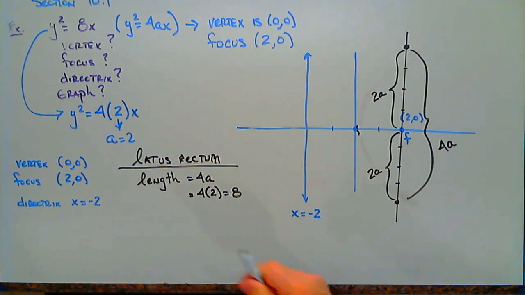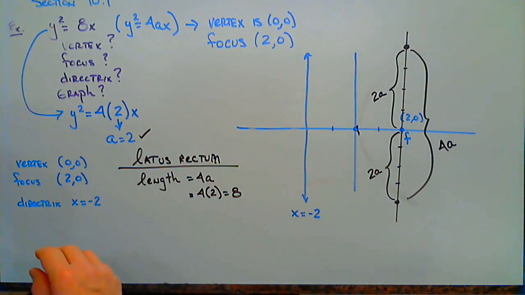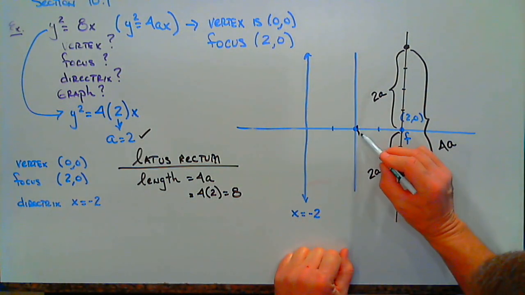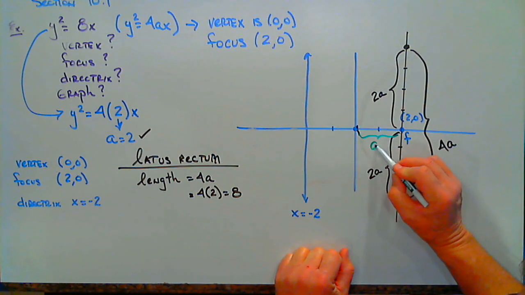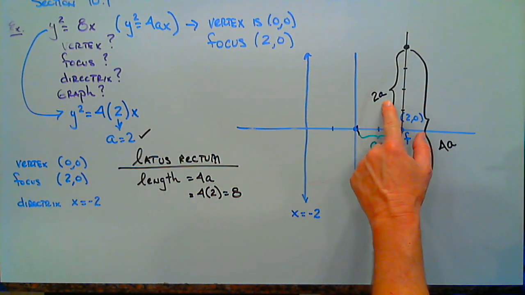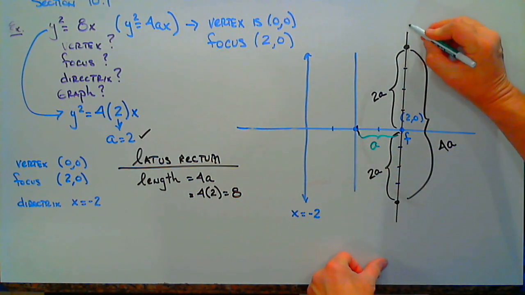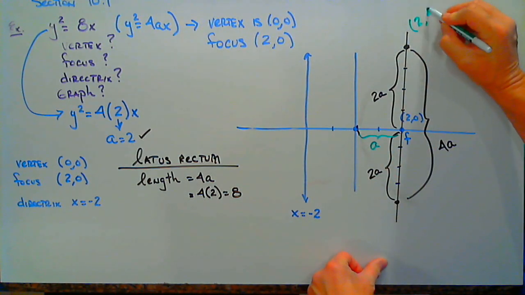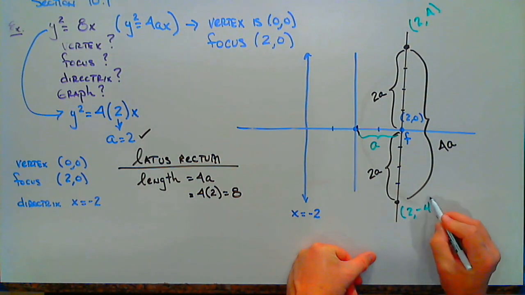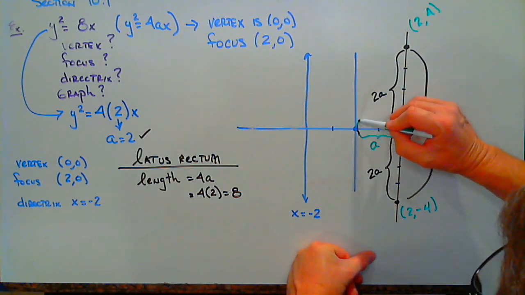Now, because we found a way back here, we know what those points are. Right? We know this is a. We wrote that in our notes. Let's rewrite it here. This is a. So we went over 2, up 2 times a, which is 4. So this is the point (2, 4). And this is the point (2, -4). And now we can simply draw our parabola.